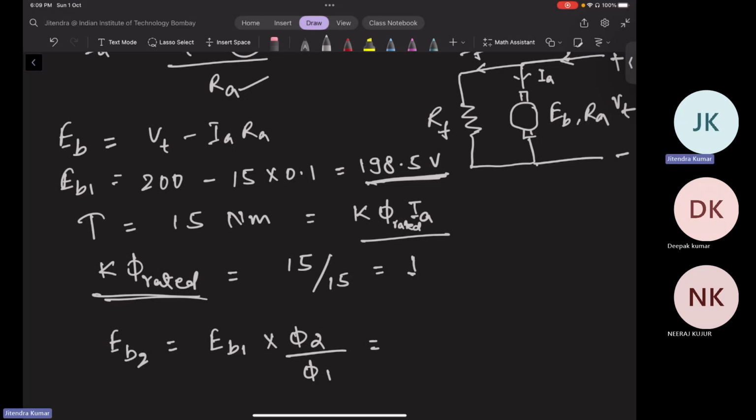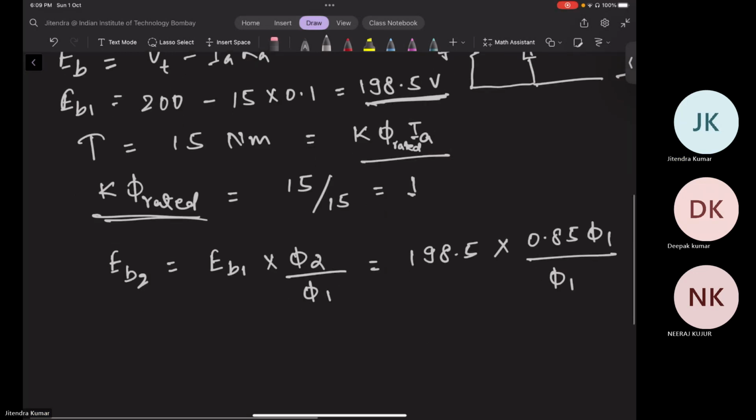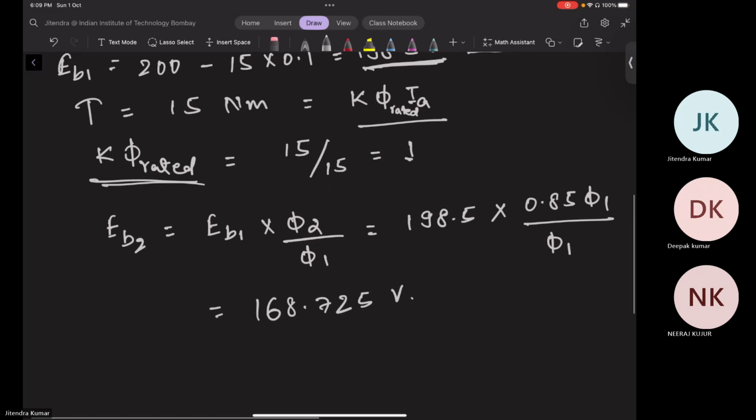Now, we have computed that Eb2 is 198.5 into 0.85 by 1. Since 15% is reduced, it is now 0.85 of 1. If you compute this value, it will come out to be 168.725 volt. Okay. So you can see that reduction in flux is directly reflected in the back EMF.